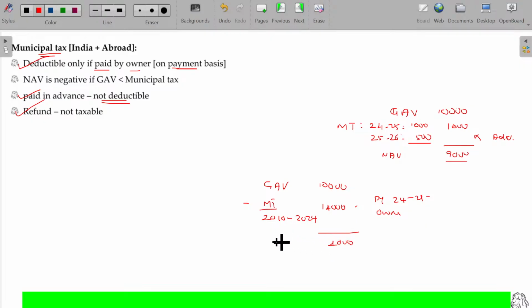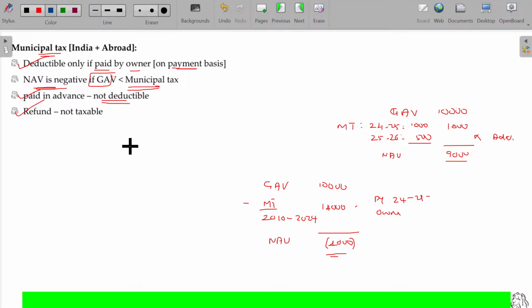Now your NAV is negative. Once there was a question: will there be any possibility of the NAV being negative? Yeah, of course it's possible. So NAV being negative is also possible if the GAV is less than the municipal tax paid. Such a scenario may also exist.